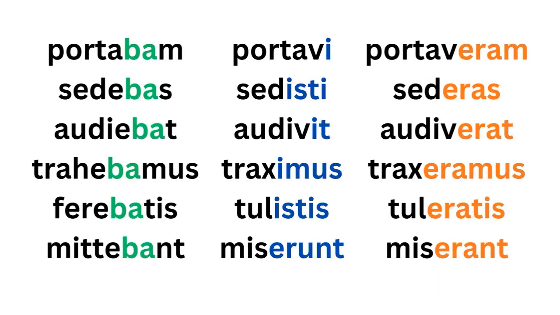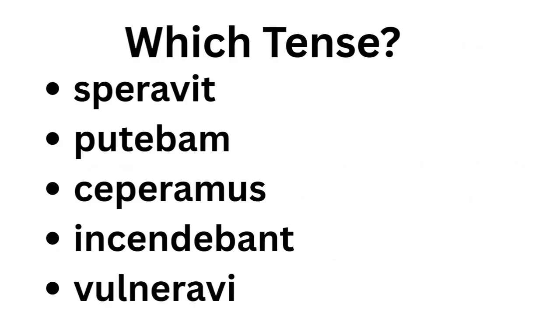Here are all the verbs that we've just looked at today in all three of the tenses. So remember that the ba shows you the imperfect, the isti, it endings show you that it is a perfect, and the eram, eras, erat endings show you it is a pluperfect. Now, let's test what you've learnt. Which tense are these verbs? If you want to have a go at translating these on your own, pause the video here. Otherwise, I'm going to show you the answers now.